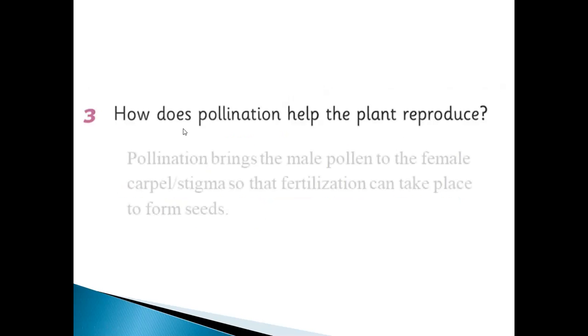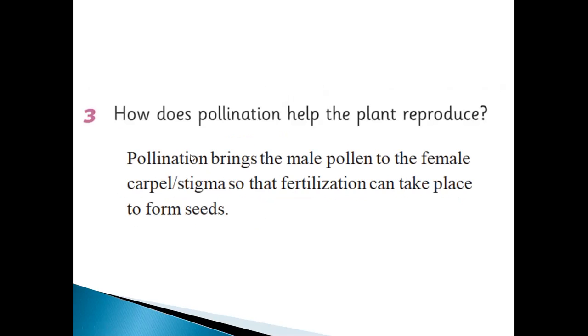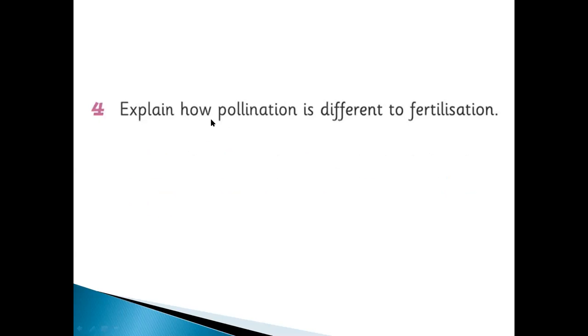How does pollination help the plant to reproduce? Pollination brings the male pollen to the female carpel or stigma, so that fertilization can take place to form seeds. And the last question: explain how pollination is different to fertilization. Pollination is the transfer of pollen from the male to the female part, and fertilization is when the egg and pollen are joined together.